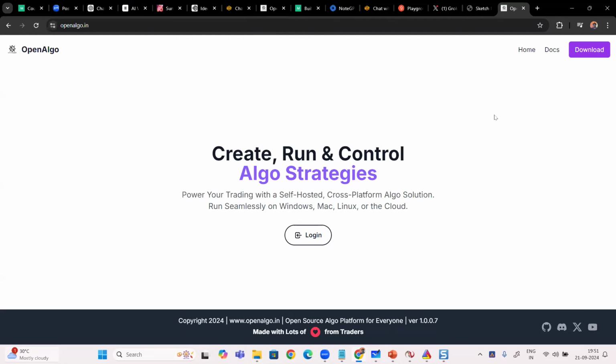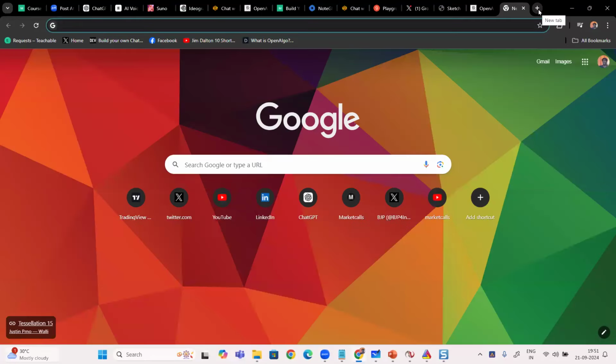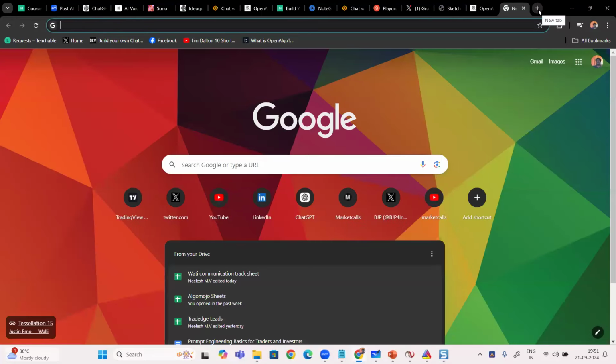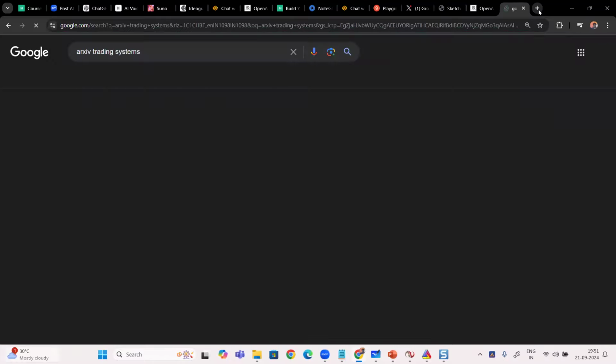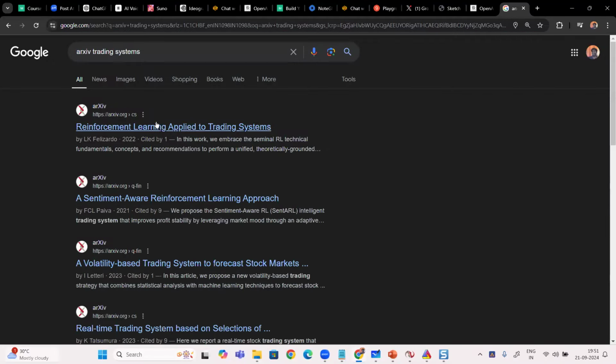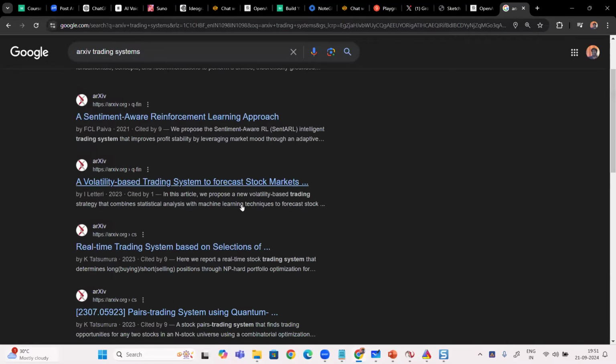Can it help me in designing a new model, if you ask me? Yes. For that, what inputs are you going to give? What knowledge are you going to give? Maybe what you can do is take something like ARXIV. This is the place where we will get, let's say, trading systems. If I search something like this, you'll be able to find a lot of interesting trading approaches.